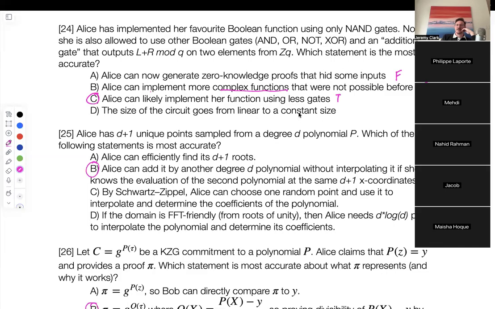Size of the circuit goes from linear to constant size. So this is false. You'll still need a linear number of gates. This is meant to sort of sound like a SNARK, where we have this succinct property, but the succinct property doesn't apply to the circuit. It applies to the proof that the circuit is correct.